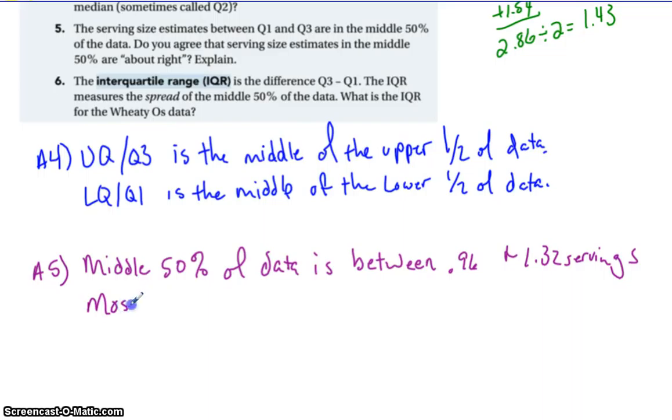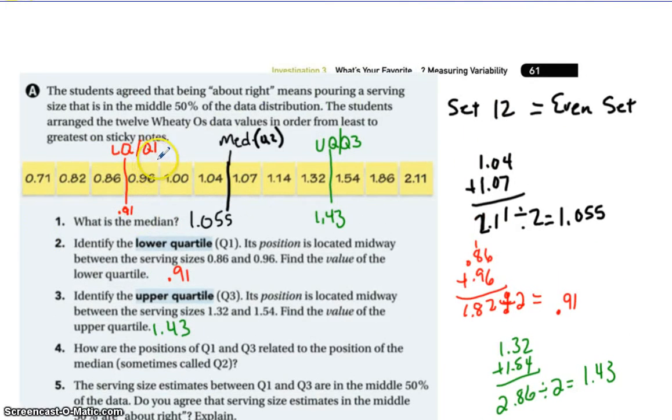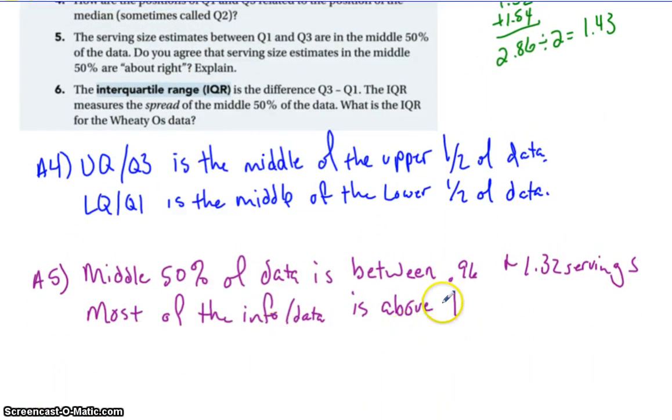Most of the information, or data, because we're talking about the same thing, is above 1 serving. What I mean by that is if we go up there and look at our numbers, we actually have more of them. See, here's 1. We have 1, 2, 3, 4, 5, 6, 7, 8 of them. 8 out of the 12 are above 1. So these are typical.